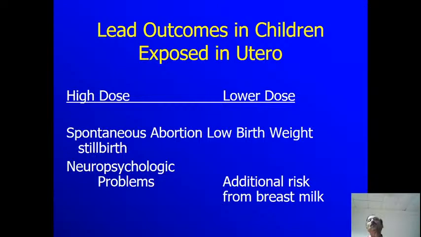If the dose is low, you can get a low birth weight, or this can increase if the child comes with a low birth weight and continues to take breast milk which contains lead; the child can have more and more problems. However, with higher doses, you can have spontaneous abortions, stillbirths, and neuropsychological problems in children.